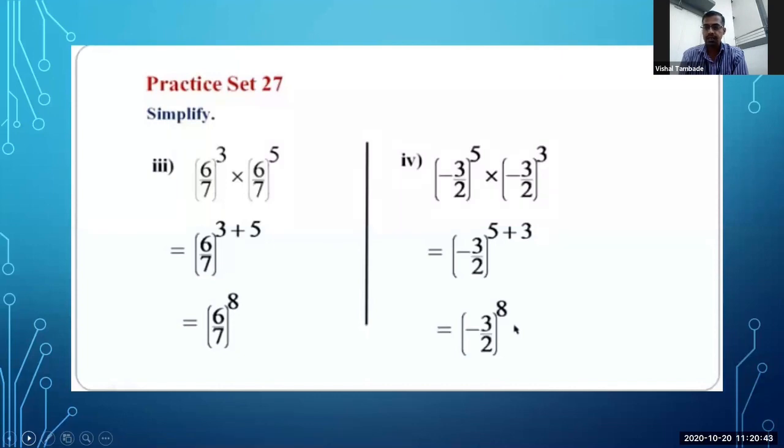Our base is 6 upon 7 and our power value after adding the power is 8. Means our answer is 6 upon 7 raised to the power 8. Okay, look at another example.